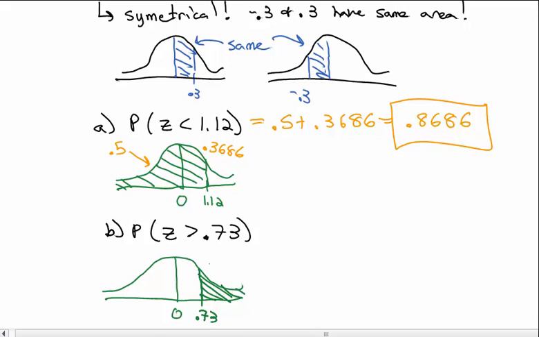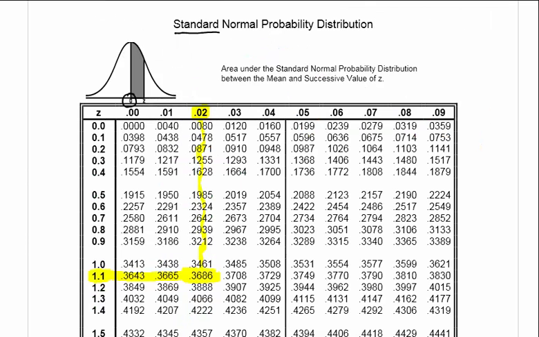But here's the catch. The table is going to give me the space between 0 and that value. So we're going to have to work a bit to get the right side, because the table is going to give us the left side. Going to the table, though, 0.73, and so that value is 0.2673.